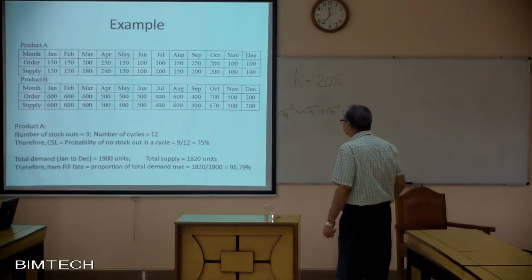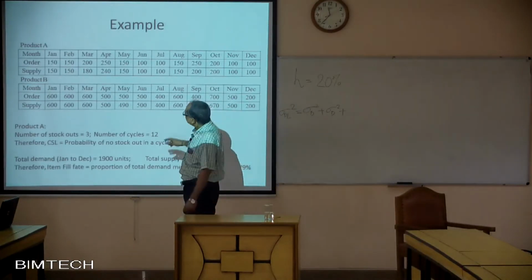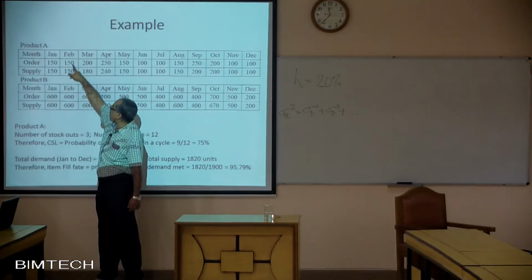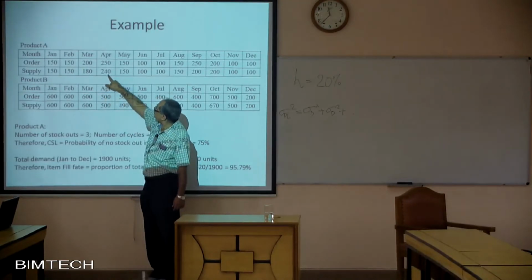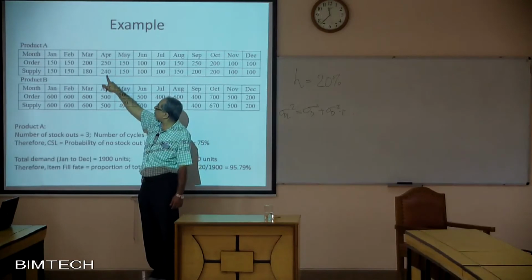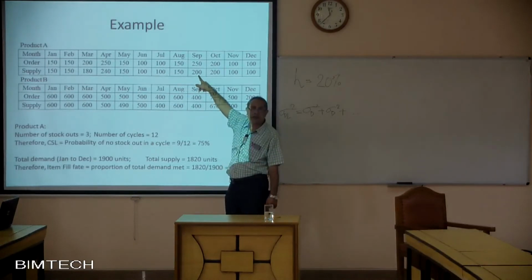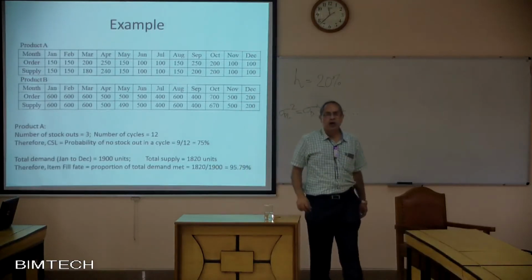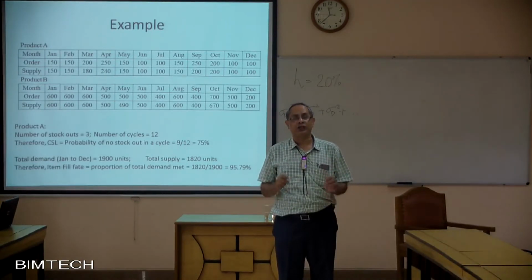Now, assuming that the cycle is of a month, what is my CSL from this data? If you look at the data, in January, I fell short, 180 versus 200. So there must have been a stock out here. So here is one stock out. Here is another stock out, 240, 250. So 1, 2 stock outs. And here is another one, 3 stock outs. So we have 3 stock outs in a period of 12 cycles. Out of 12 cycles, we stocked out in 3 cycles.